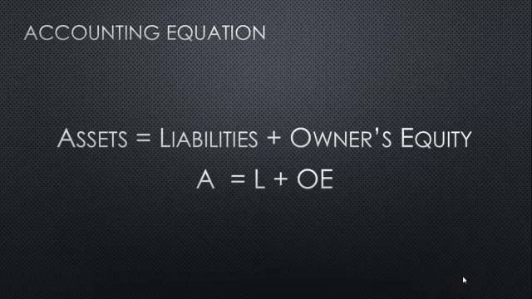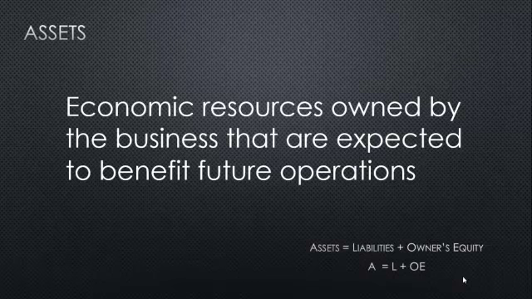So the next question will be, what is an asset? An asset is an economic resource owned by the business that is expected to benefit future operations. So it is a resource that the business owns outright. And when I say outright, I don't mean that there's no loan attached to it. I'm just saying that they own it. They technically have title to it, and they are expected to get a benefit from it in the future.